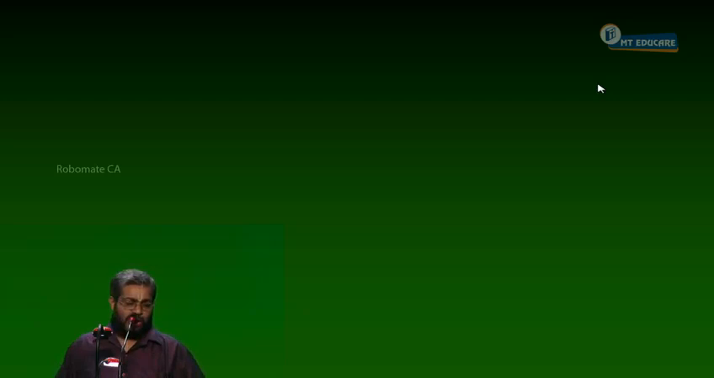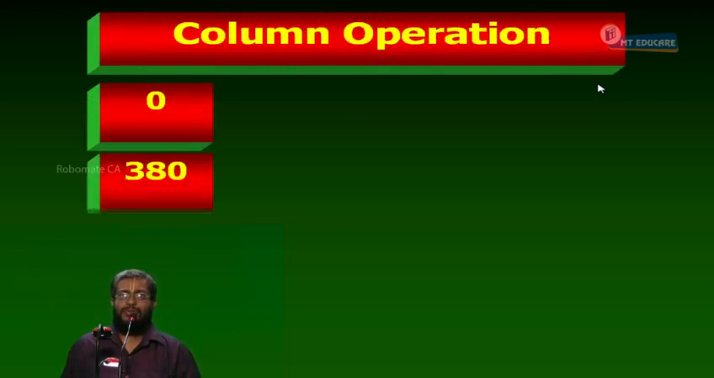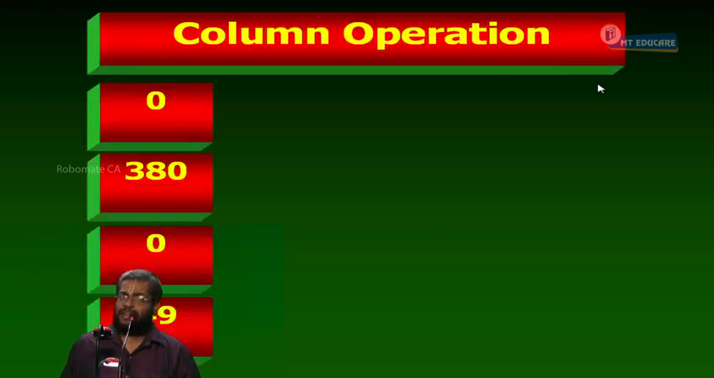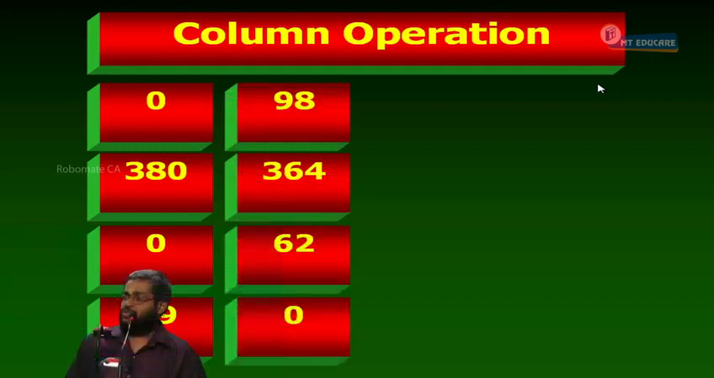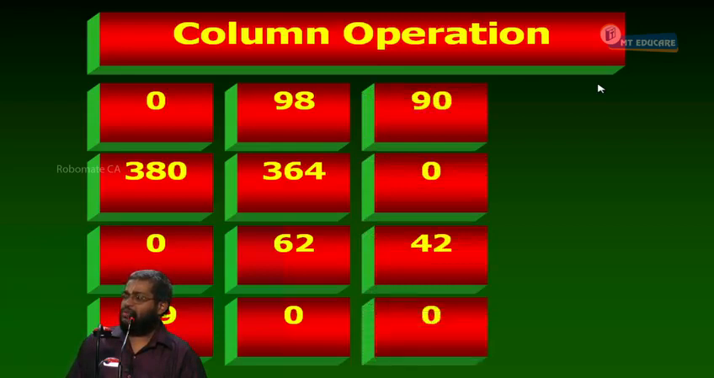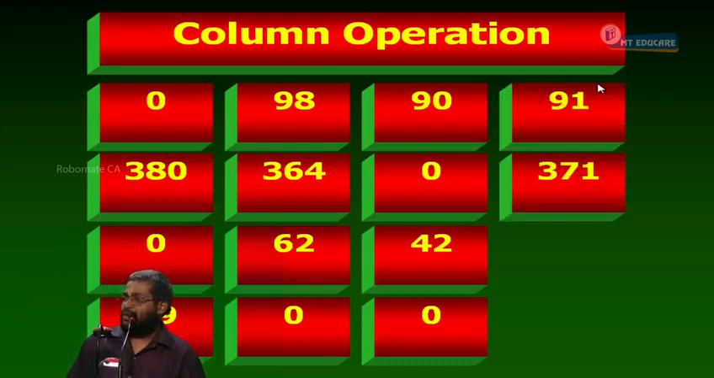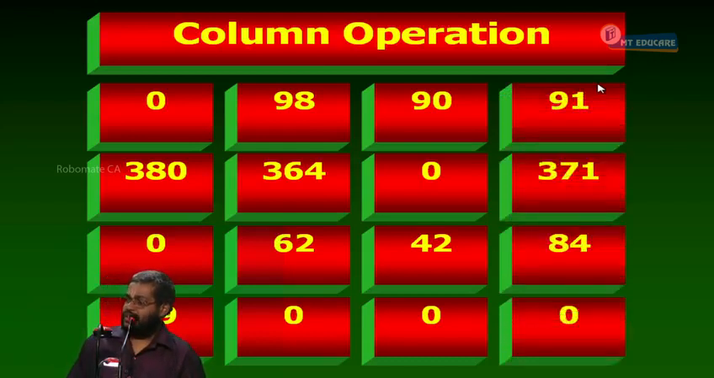Step 2, column operation. Write the numbers: 0, 380, 0, 49. Second column is 98, 364, 62, 0. Third column numbers are 90, 0, 42, 0, no change. Last column is 91, 371, 84, 0.